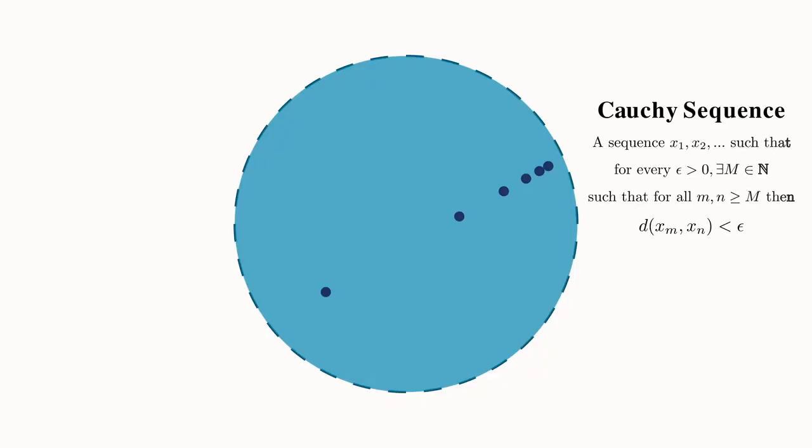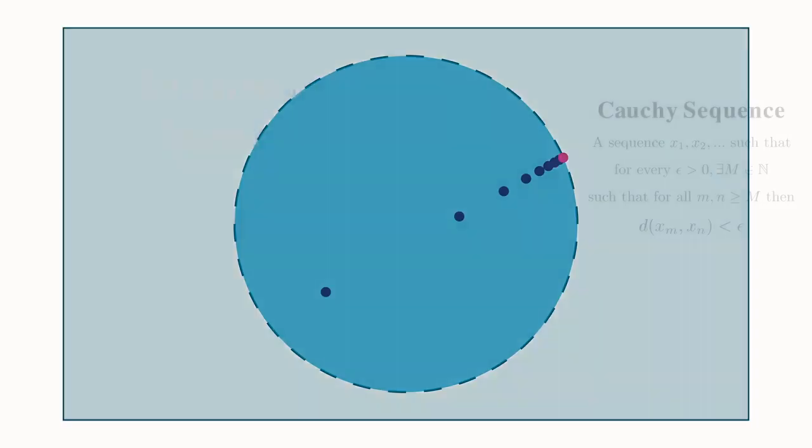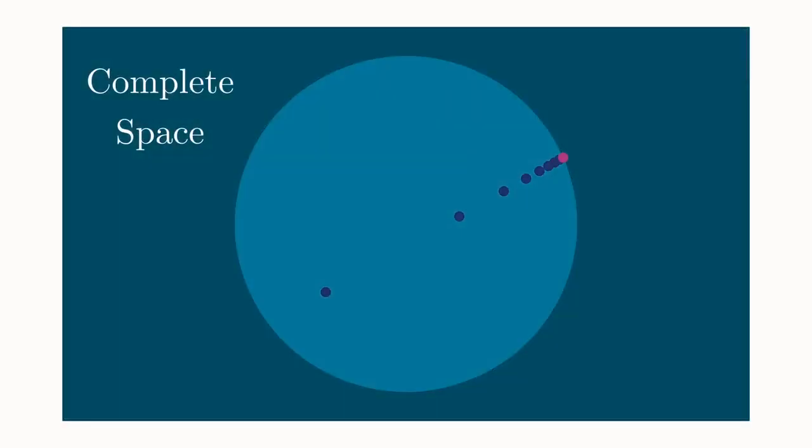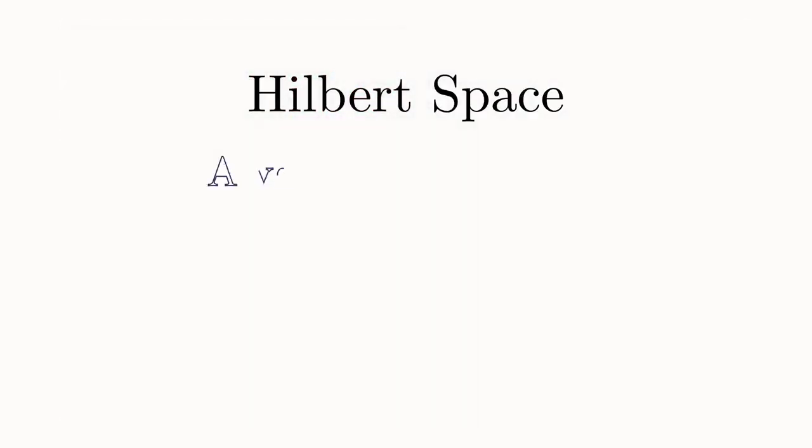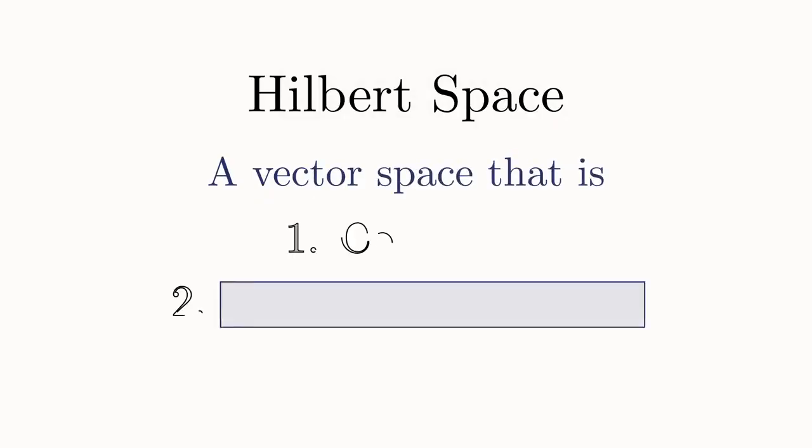The technical term that's used is to call these types of sequences Cauchy sequences. And if there exists a Cauchy sequence converging to something that is beyond the space, then the space is incomplete. But if you extend your space to include these limits, and now every Cauchy sequence has a limit that exists inside of it, you get a complete space. So a Hilbert space is a vector space that is complete.